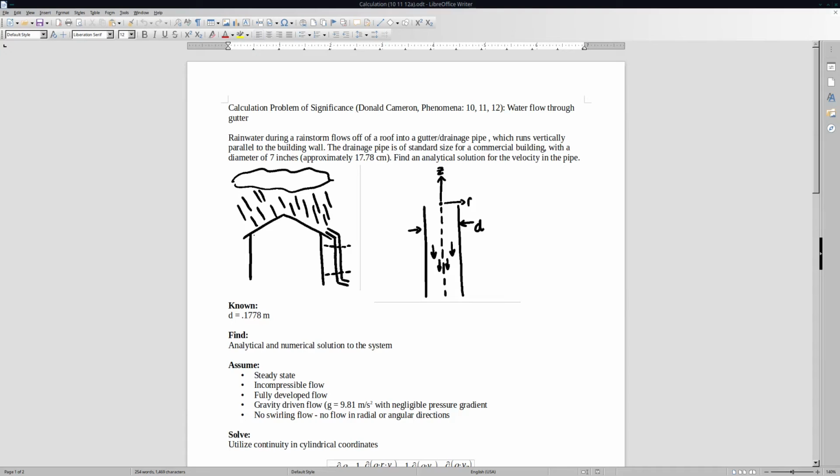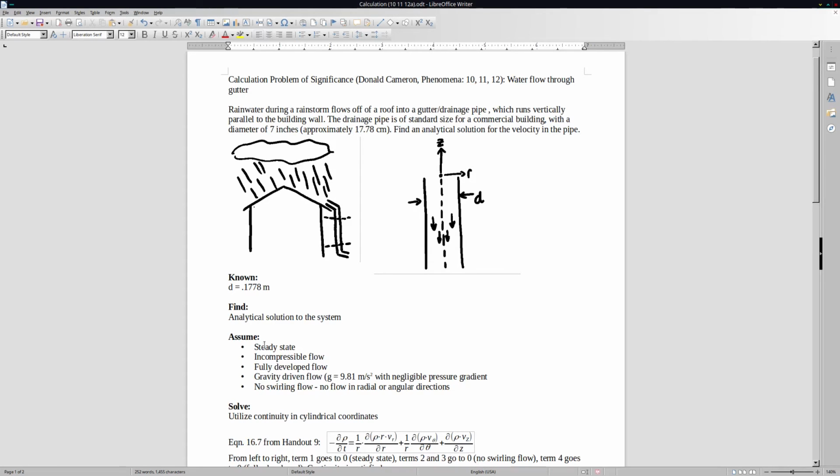So we're going to be looking at microscopic mass and momentum balances using Navier-Stokes, boundary conditions, and an analytical solution to Navier-Stokes. Here we have the situation, we've got rainwater during a rainstorm flowing off a roof into a gutter pipe running vertically. We want to find the analytical solution to the system. And we have the distance here across the pipe, the full diameter.